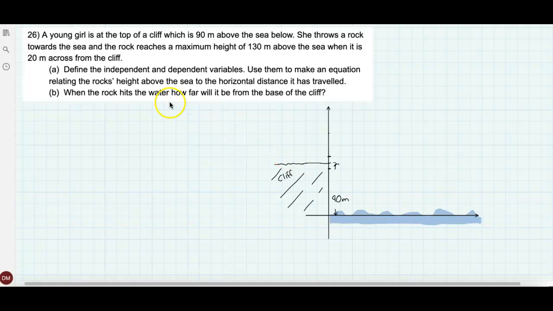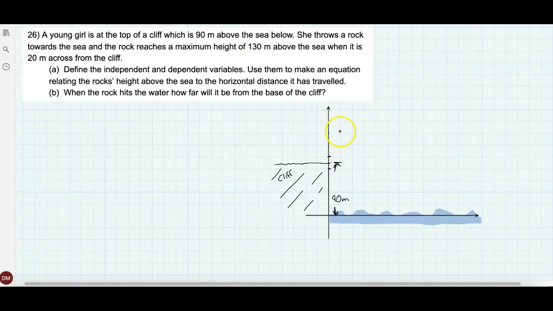All right, so first of all, let's just make our drawing here. So this is our cliff, and the rock is going to be launched off this cliff. The cliff, I said, was right about 90 meters. So I put that right here. This is 90 meters here, from the water. So this is the water here.